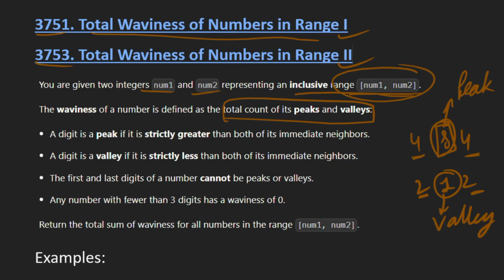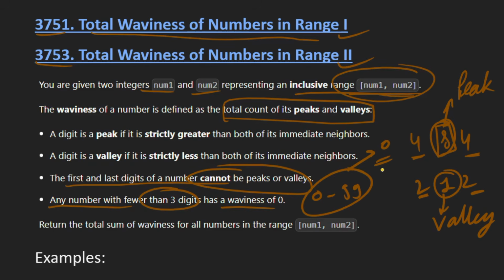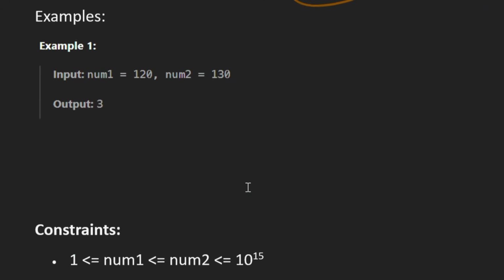It is also given that the first and last digit of a number cannot be peaks or valleys, and any number with fewer than 3 digits has a waviness of 0. That means all numbers from 0 to 99 have a waviness value of 0. And what we need to find is the total sum of waviness of all the numbers in the given range.